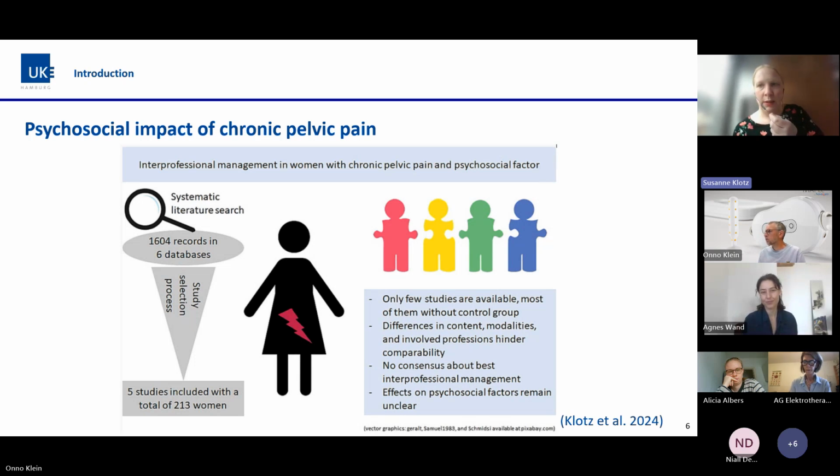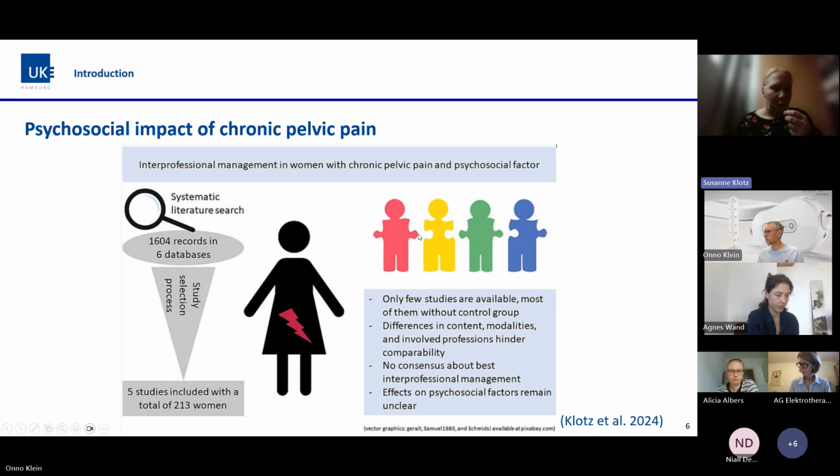Next slide, please. My colleagues and I did a systematic review about interprofessional management. As you can see, we searched over 6 databases and screened over 1,600 records. During the study selection process, we were finally able to include 5 studies. These 5 studies are small, only including women, with sample sizes from 9 to 33 women, and they use different approaches of interprofessional management, like medication, physiotherapy, and occupational therapy.